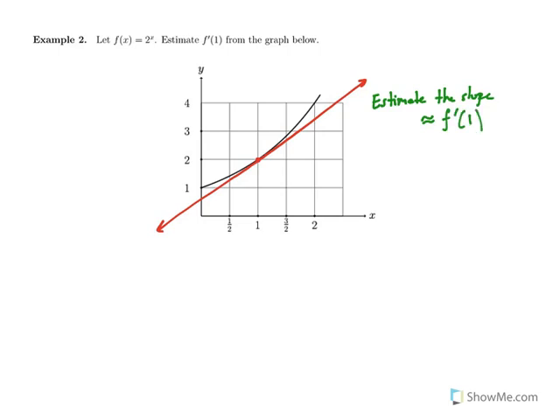So I'm going to pick 2 points. The one point that I know is 1, 2. When you plug in 1, you get a value of 2 out. And I'm going to pick the point, how about up here, which is about 2 and 3.5.